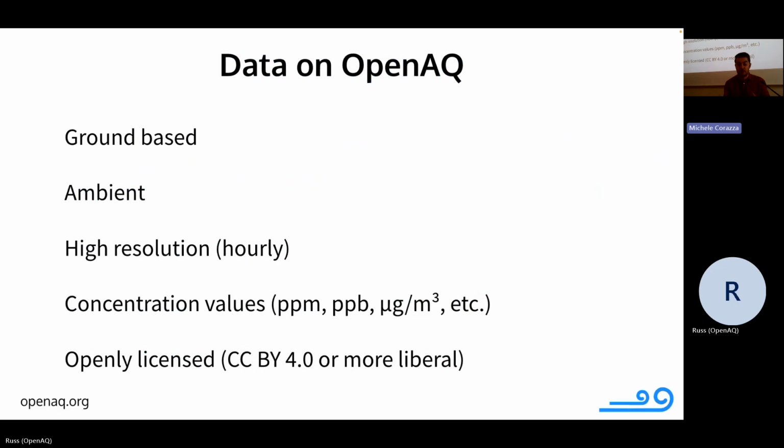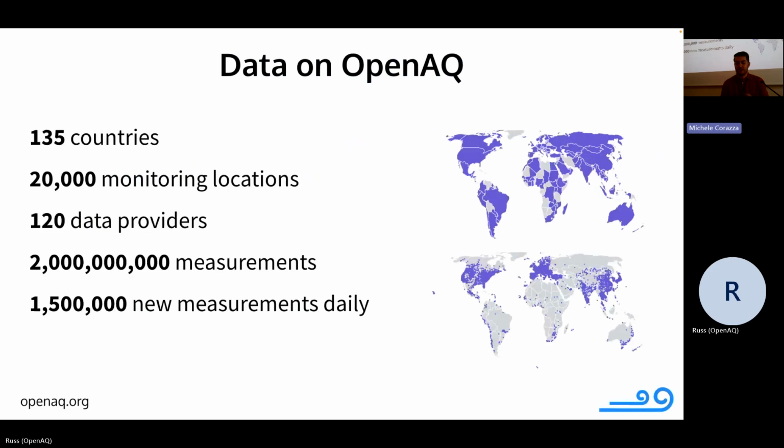So in general, we focus on Creative Commons attribution licenses or those more liberal. That's not a hard and fast rule, but in general, that's kind of where we like to focus. So just some things about the numbers of what OpenAQ does.